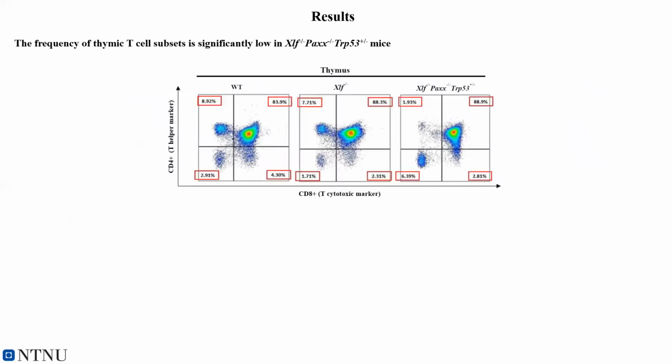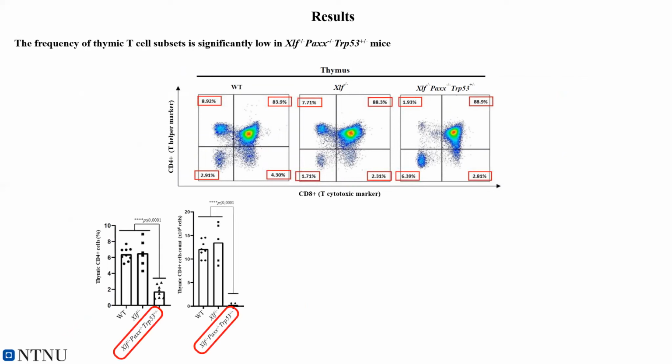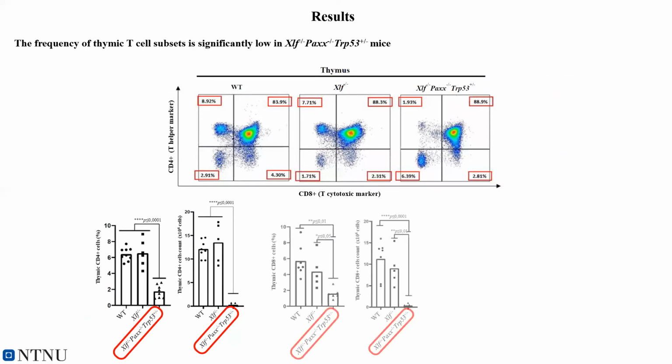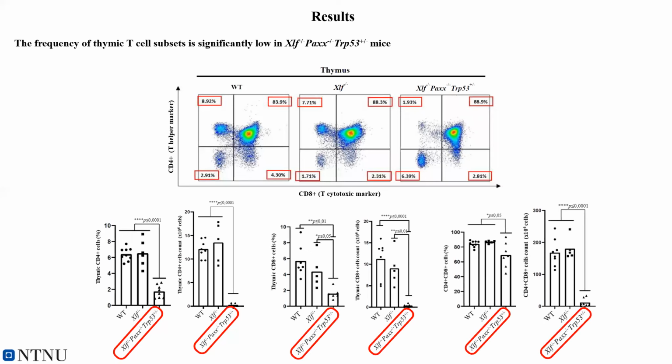Analysis of thymocytes using CD8 and CD4 markers shows that thymic CD4 positive cells, thymic CD8 positive cells, and thymic double positive T cells. The frequency is severely reduced in XLF-PAX TRP53 deficient mice in comparison to single knockout and wild-type controls.